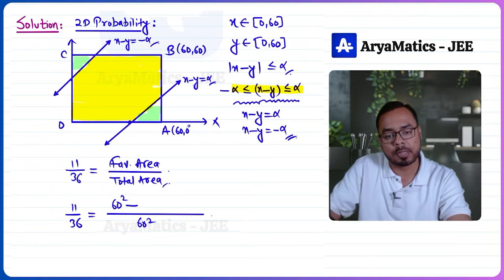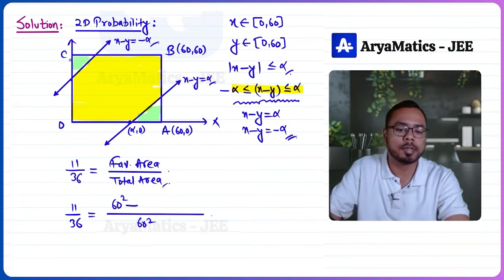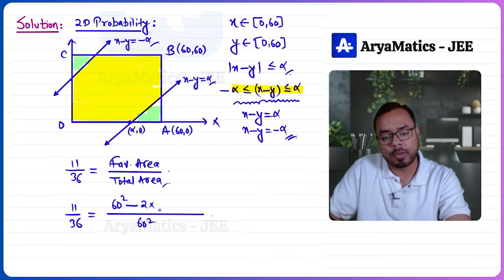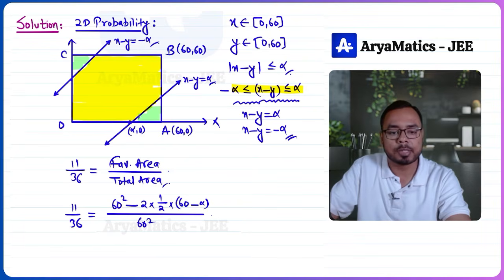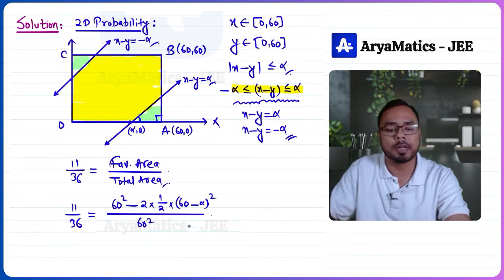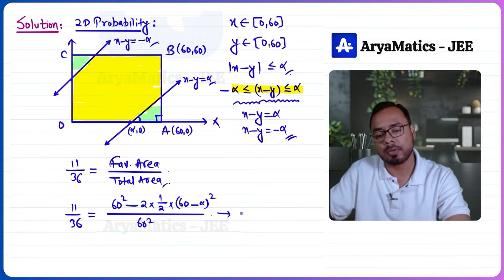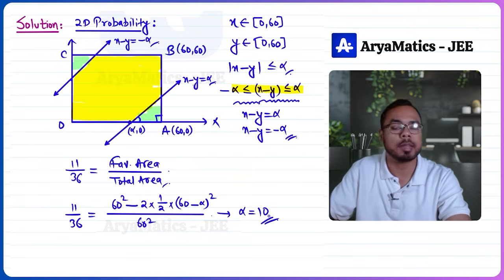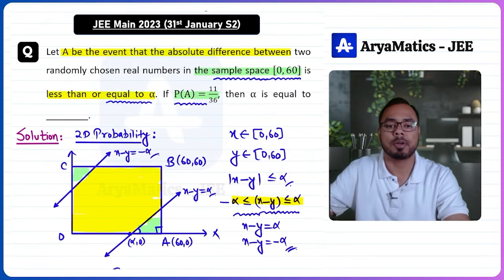Now this point was 60, 0. This point will be alpha, 0. So for this triangle, one side will be 60 minus alpha. And also from symmetry, you can clearly see that these two triangles will have equal area. So 2 into the area of a triangle, half into base into height. Now the base will be 60 minus alpha, and because for this line the slope is 1, this angle will be 45 degrees, and that means these two sides will be equal. So the other side is also 60 minus alpha. So this is the equation that we are getting, and you can solve this equation on your own. After solving, you will find that alpha is 10. So that will be the correct answer for this problem, right?